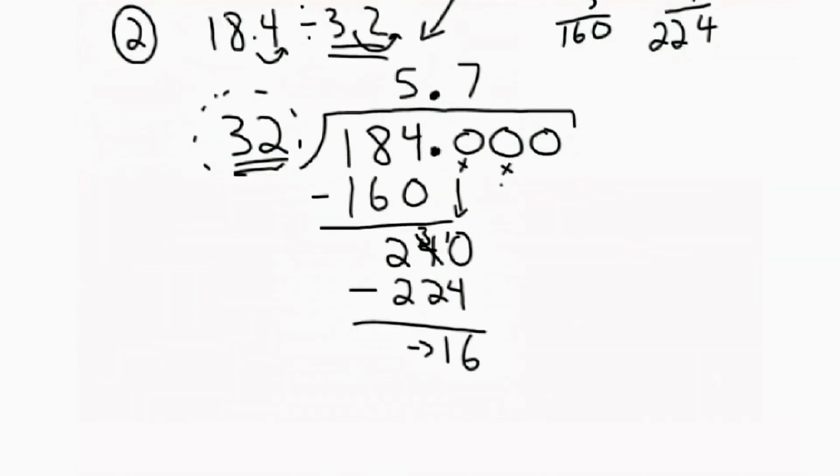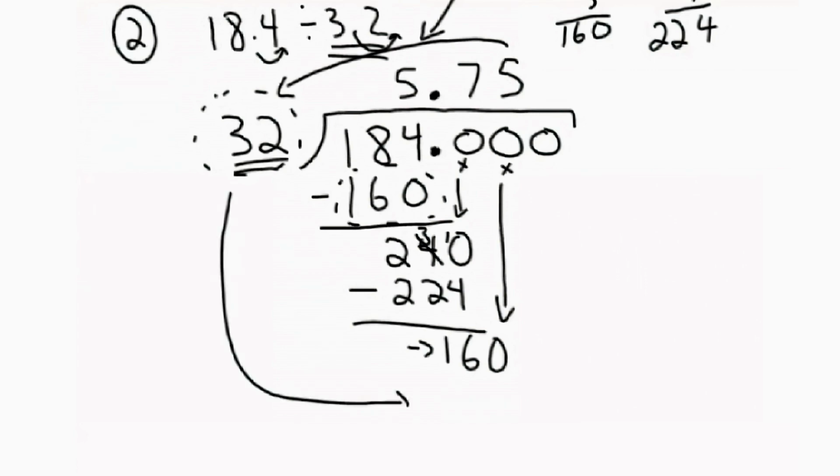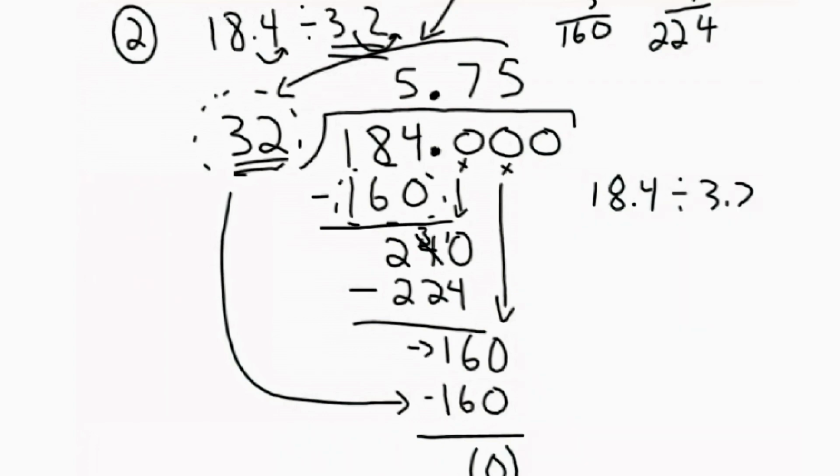And now we bring down 0, and we say how many times will 32 go into 160? And if you're paying attention, you look up here, we can see it's going to be exactly 5. 5 times 32 is 160. We write that result on the bottom, and then we subtract, and we get 0 remainder. So we should say then that 18.4 divided by 3.2 is equal to 5.75.